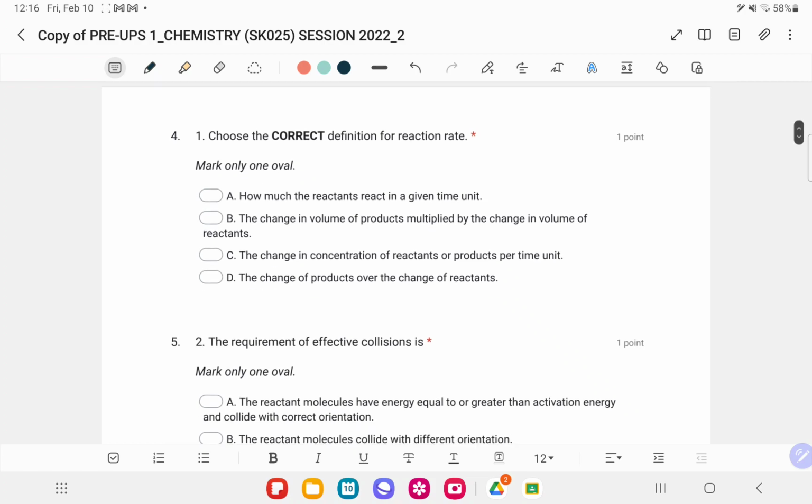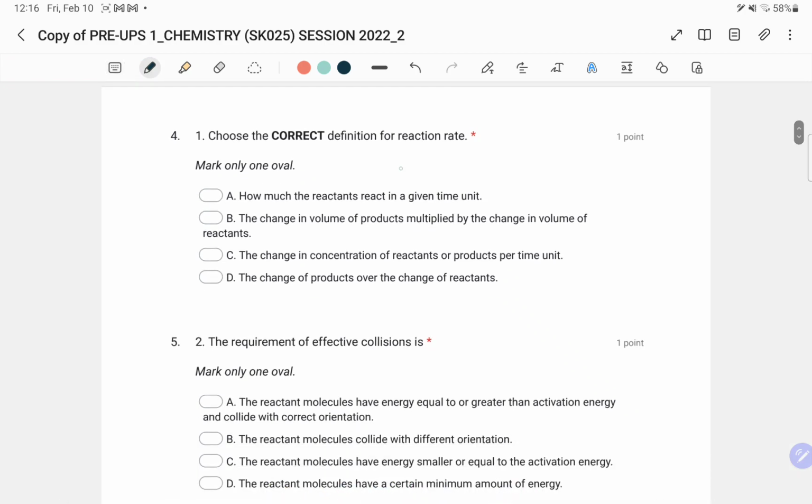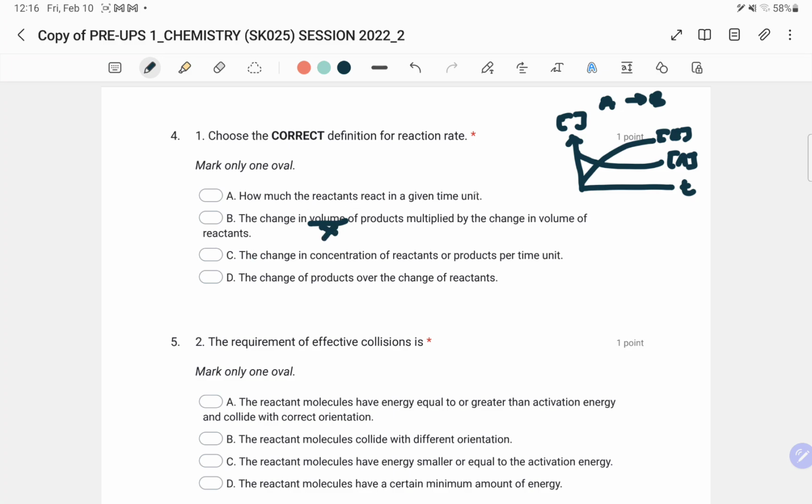Soalan 1, dia kata choose the correct definition for reaction rate. Hari tu saya dah ajar rate. Kita ada concentration dekat sini, T dekat sini. So reactant, ini product. Kalau kita ada A that produce B, so this is the concentration of B, concentration of A, which is reactant always berkurang dan produk bertambah. So the change of concentration lah kat sini. Ni the change of volume ni memang confirm salah. Mass reactant tak ada. The change of concentration per unit time. So the answer is C lah.